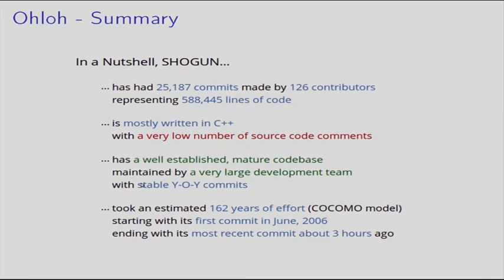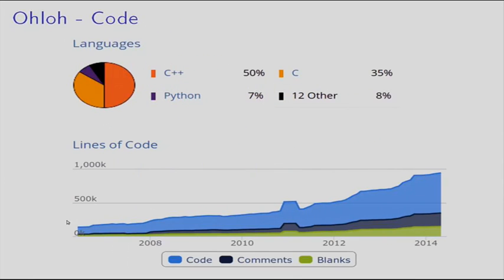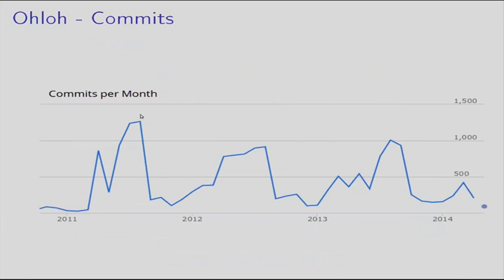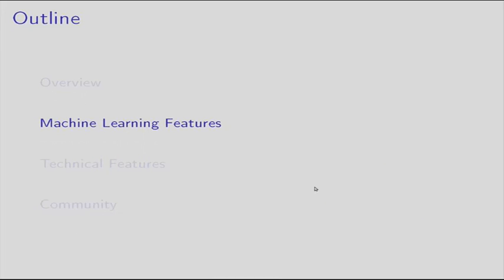Here's the number of lines of code. I could talk about exponential growth here, but I won't. We're about to hit 1 million lines of code, which is nice. Here's the number of commits per month. You see the summer boosts things, but even in winter we still have on average about 2-3 commits per day. So it's quite an active project. Just to set you up for what we're talking about.